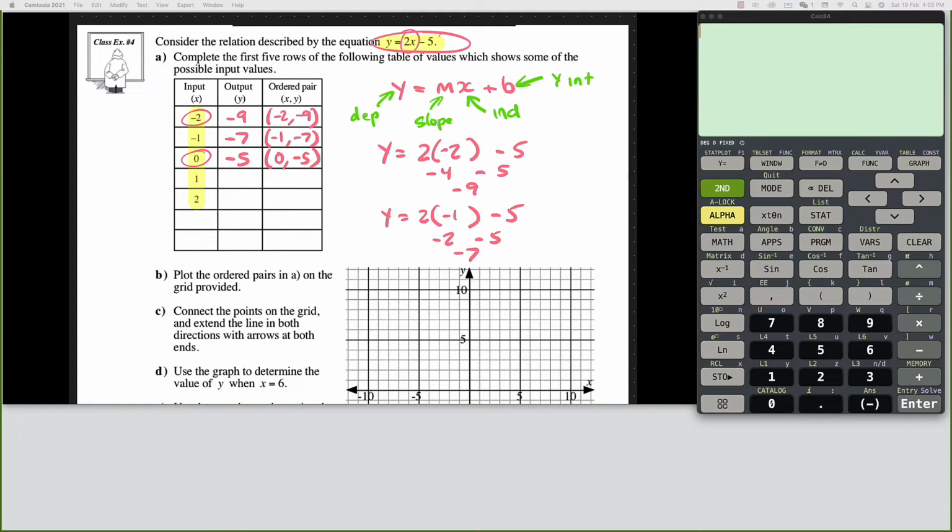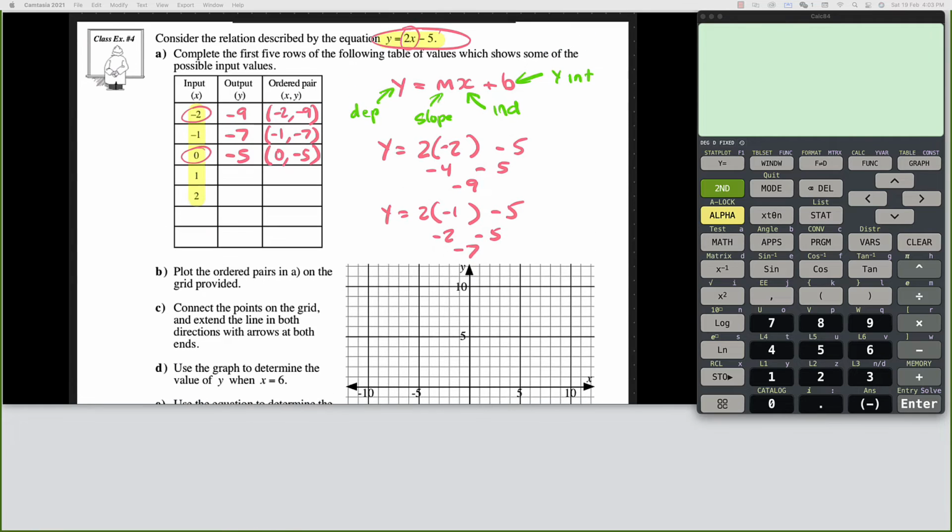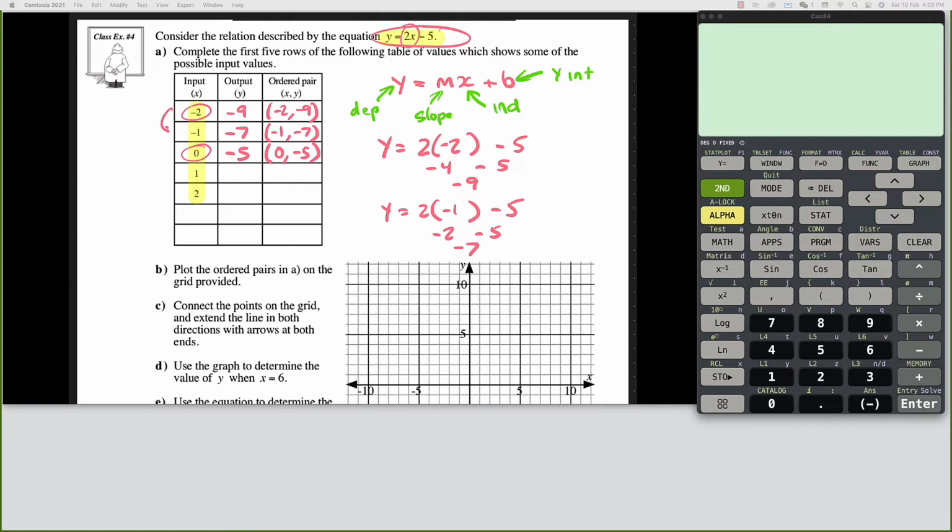Now you should sort of see a pattern on the output here. It's going from -9 to -7 to -5. So each time we move to the next input, we're increasing by 2. And as long as the input is consistent, then the output will also be consistent. So -2 to -1 is going to be +1. And again, +1, and again, +1, and again, +1.